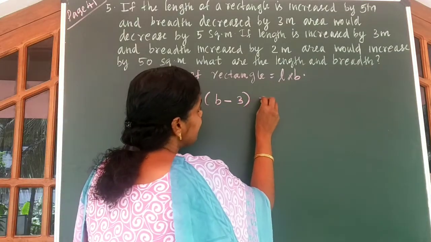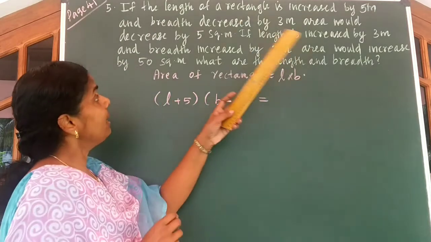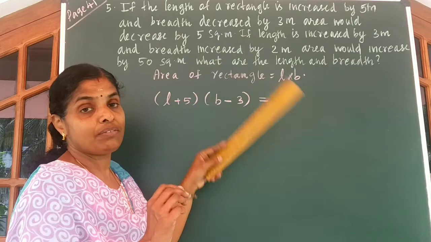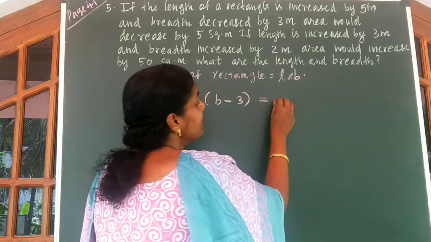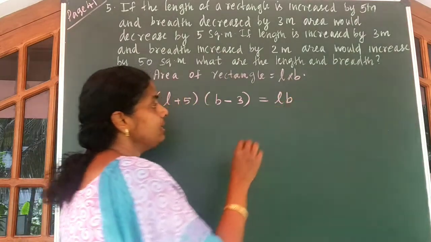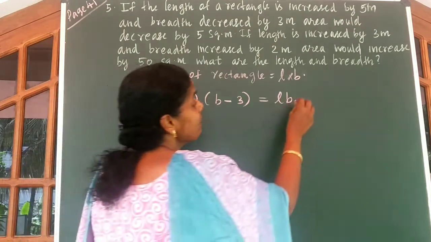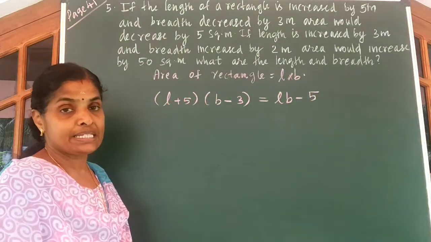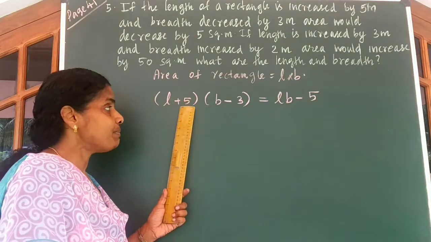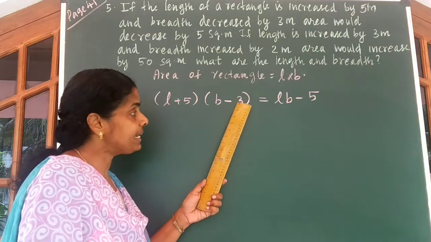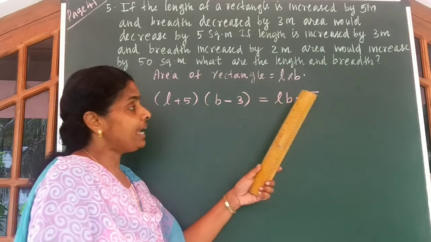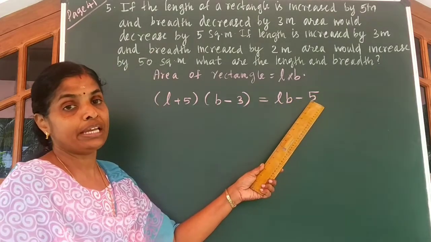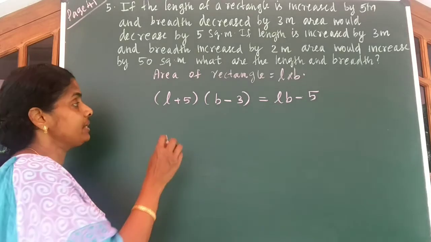Then you are given the condition that area would decrease by 5 square meter. So what do we have to write? From the area of the rectangle, which is length into breadth, we have to subtract 5 square meter. Is it clear? Length increased by 5 meter, breadth decreased by 3 meter, area decreases by 5 square meter. Okay, now let us write the equation.